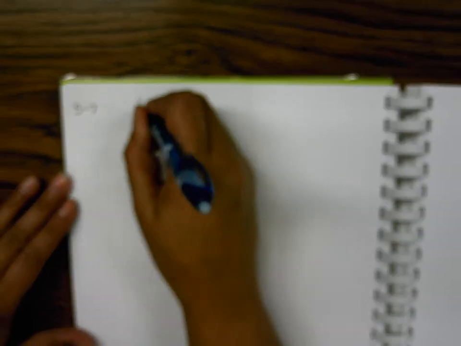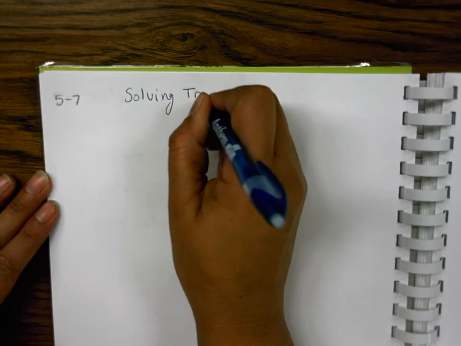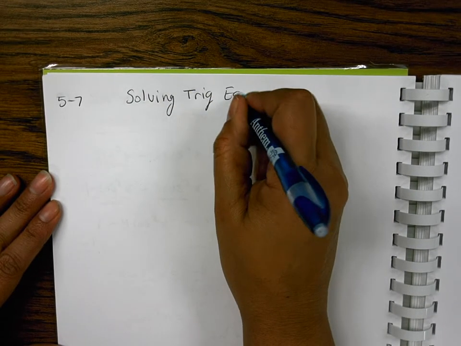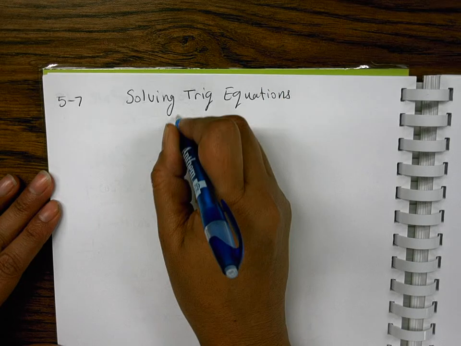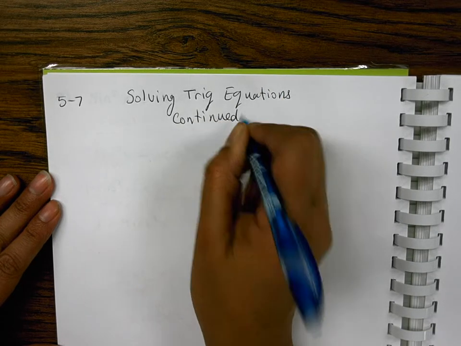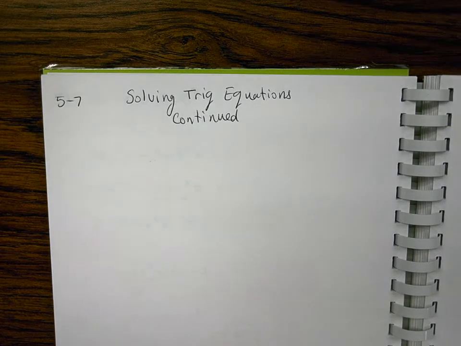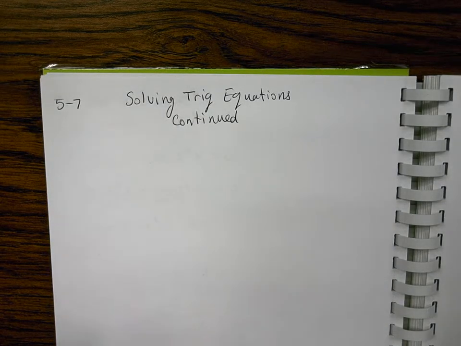Okay, today's lesson is 5-7. Solving trig equations continued. And today's date is the 7th.